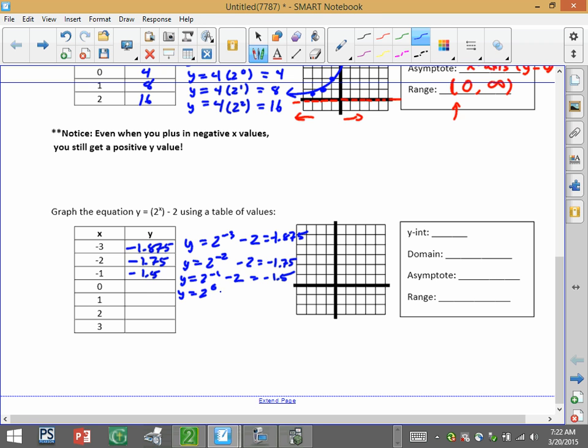2 raised to the 0 minus 2. Well, I know 2 to the 0 is 1, minus 2 is negative 2. 2 to the first minus 2. Well, 2 to the first is 2, minus 2 is 0. So 0, 1. 2 squared is 4, minus 2 is 2. 2 to the third is 8, minus 2 is 6. So let's plot these points. So negative 3, negative 1.875, negative 1.75, negative 1.5.